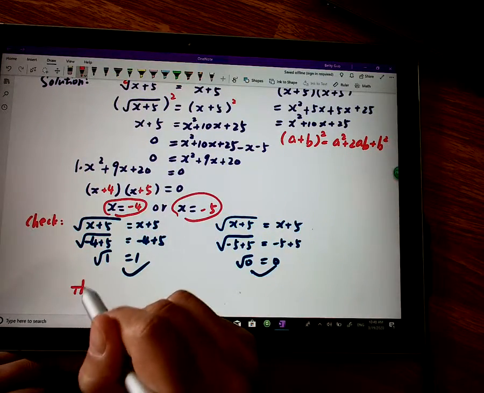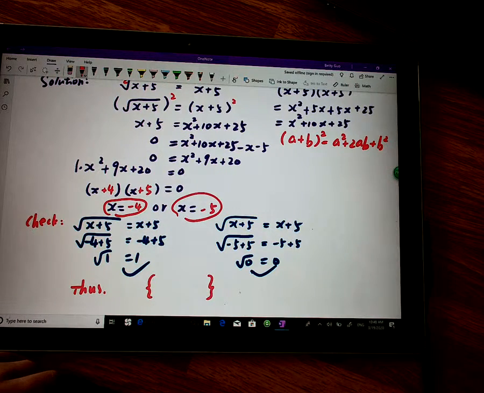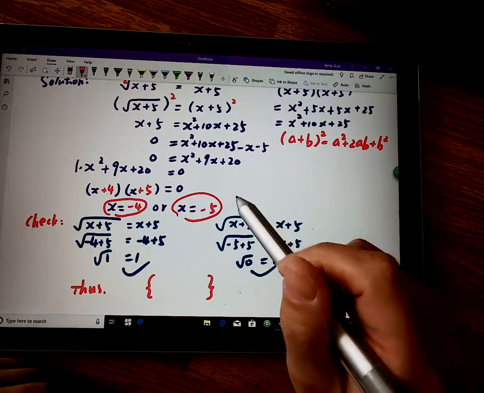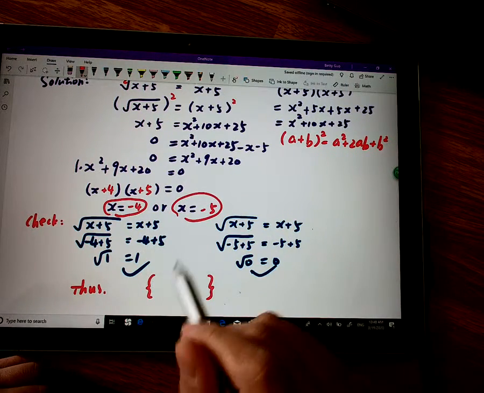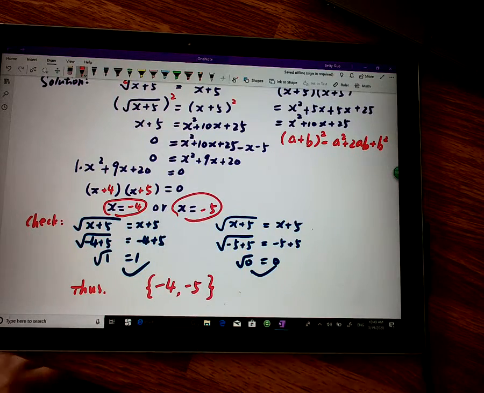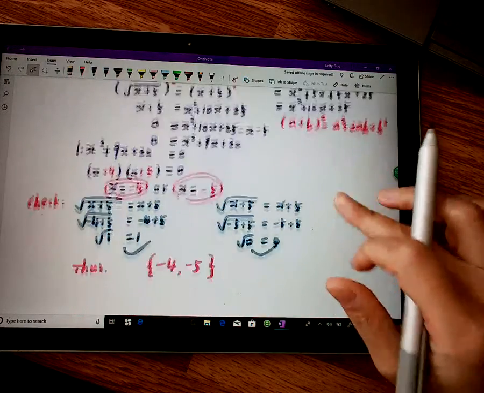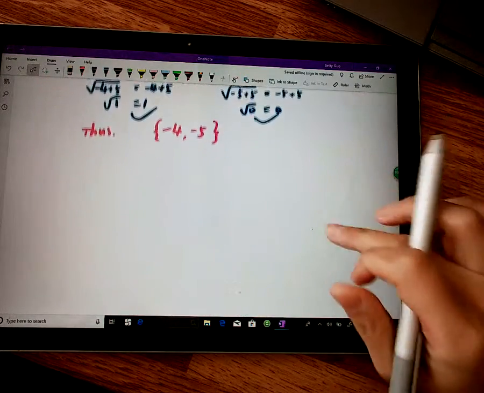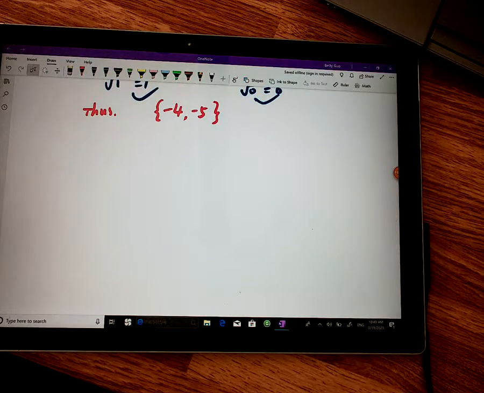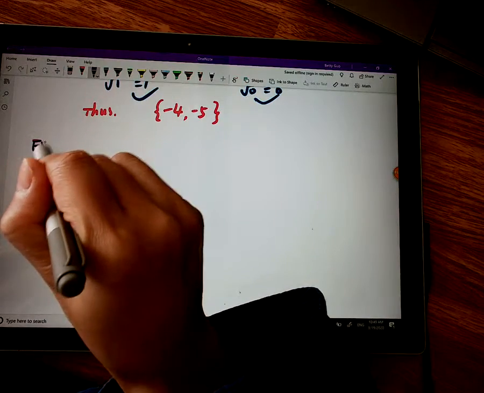So we can make a conclusion here. The solution set of the original equation, the radical equation, is a set containing two solutions. They are negative 4 and negative 5. All right? So that's example 2. How about let's do one more. Example 3.